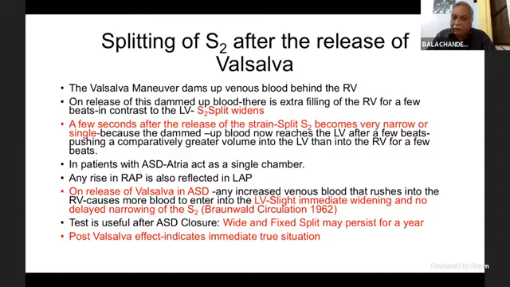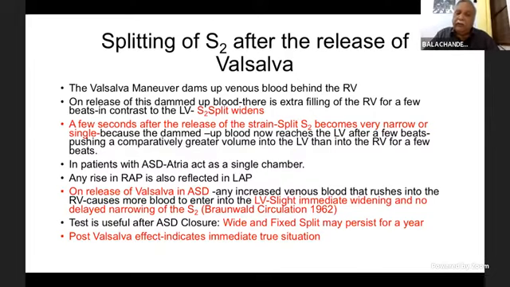as far as ASD is concerned. In ASD, the atria will act as a single chamber. We'll try to understand, we'll go a little slow on this slide. The atria act as a single chamber, so any rise in the RAP will also get reflected in the LA. Now, on release of the Valsalva in ASD, any increased venous blood that rushes into the RV will cause more blood to enter into the LV because, as you know, for wide splitting, the shunt diminishes. So the left to right shunt diminishes. It will cause more blood to go into the LV. So there is a slight immediate widening and delayed narrowing of the S2.